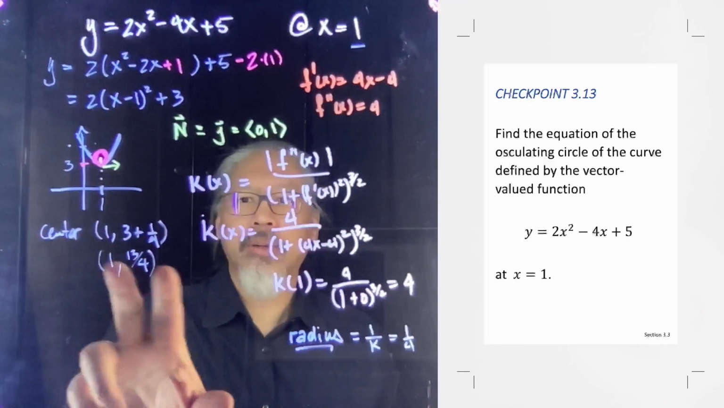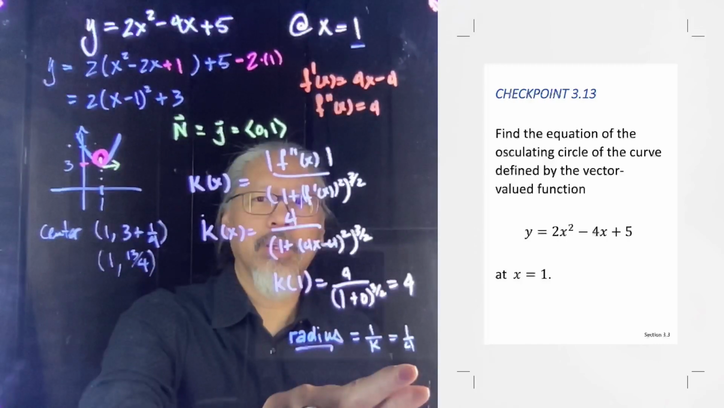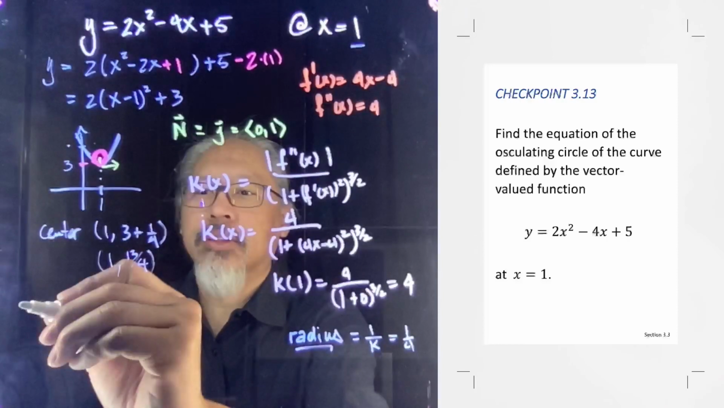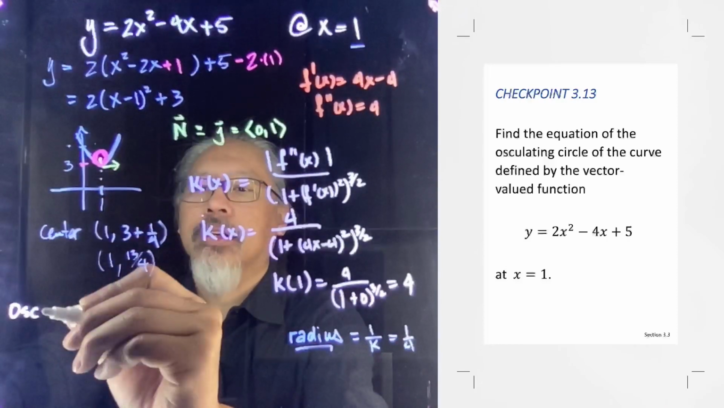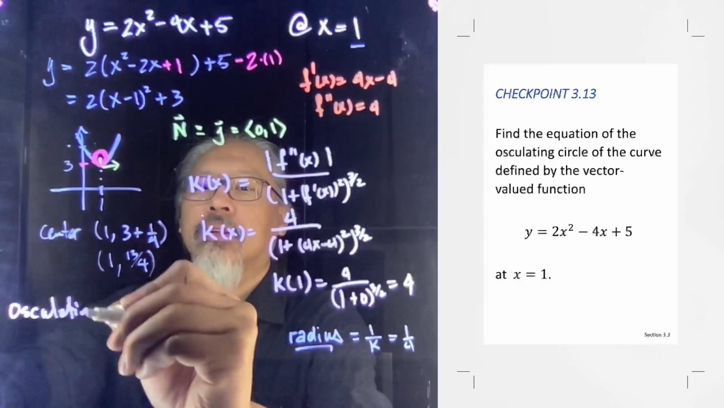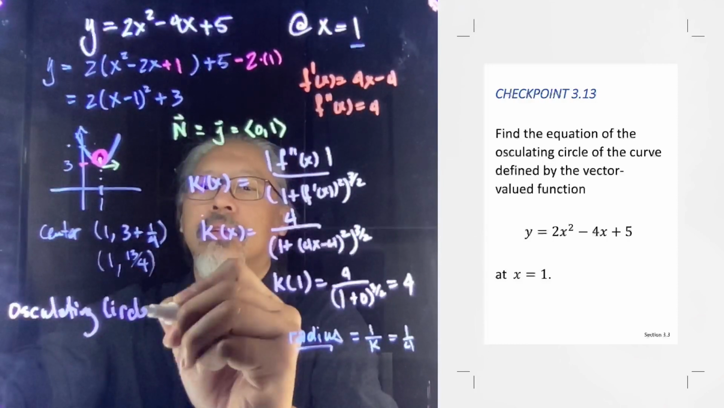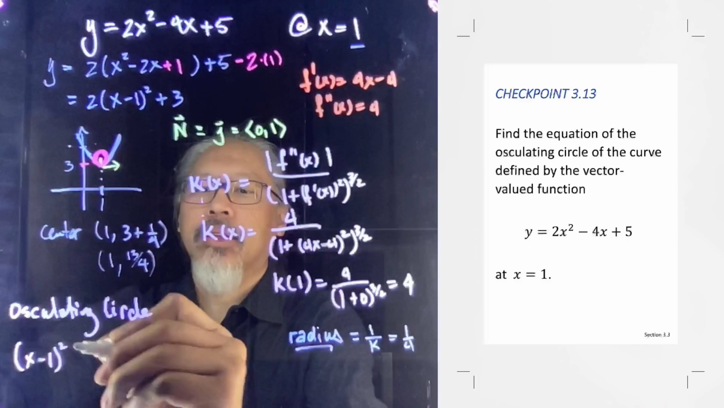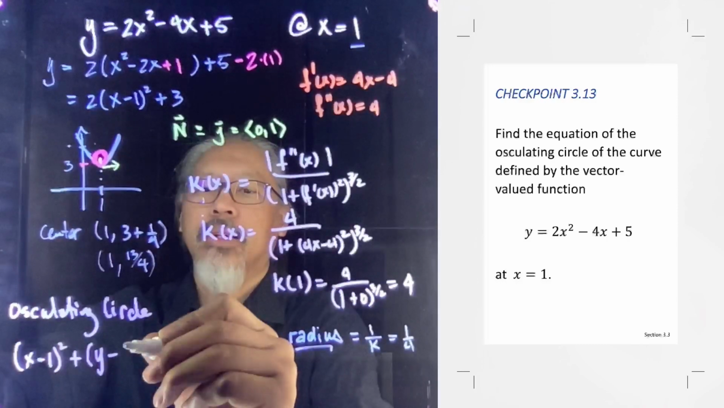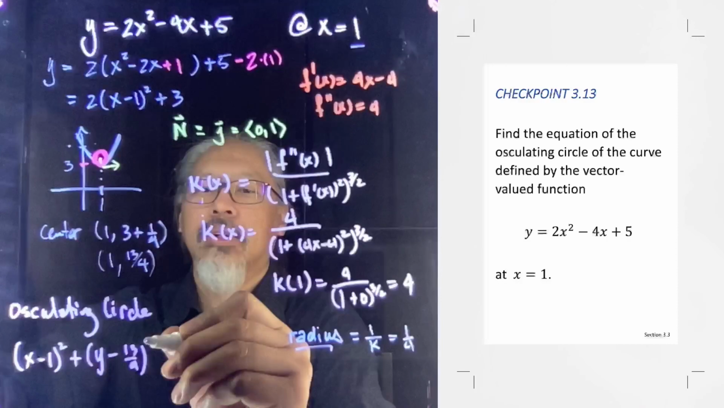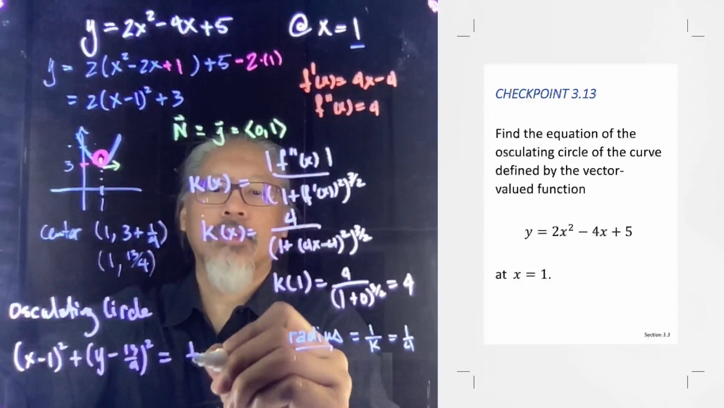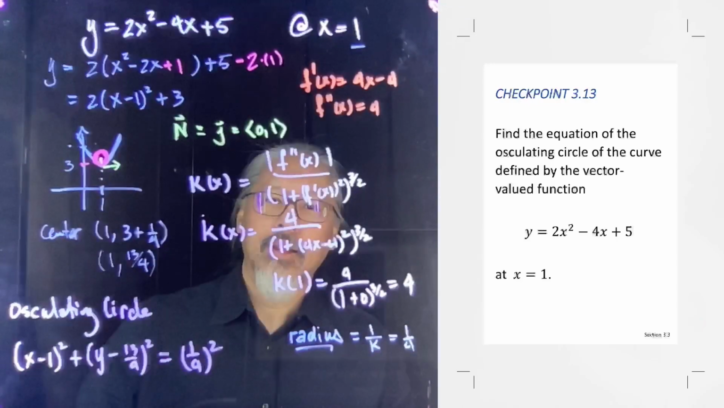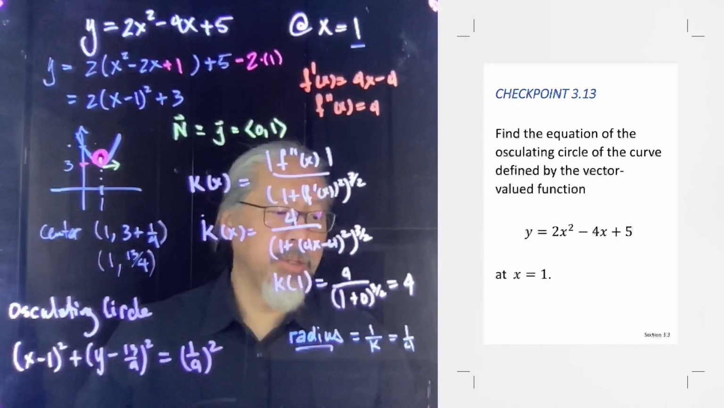And with that, we have the center of the circle and we have the radius of the circle. So we put it together. We have the equation of the circle. So the osculating circle will be given by the equation x minus 1 quantity squared plus y minus 13/4 quantity squared is equal to 1/4 squared for the radius. Okay, and that should be it.